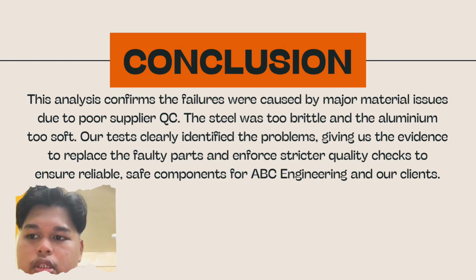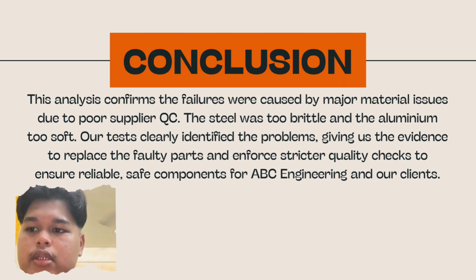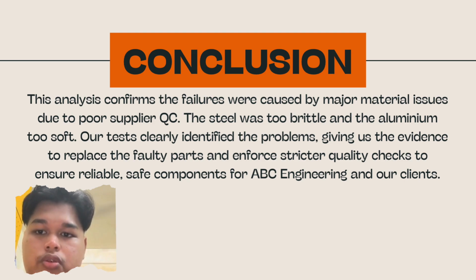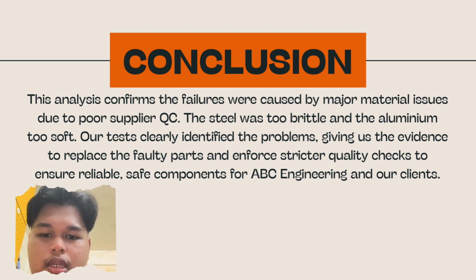Now for the conclusion, this analysis confirms that the failures were caused by major material issues due to poor supplier QC. The steel was too brittle and the aluminium was too soft. Our tests clearly identified the problems, giving us the evidence to replace the faulty parts and enforce stricter quality checks to ensure reliable, safe components for ABC Engineering and our clients.